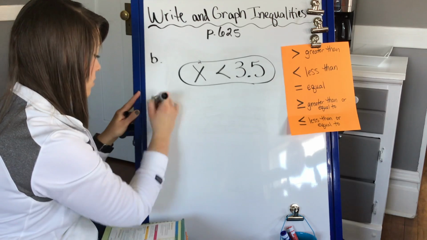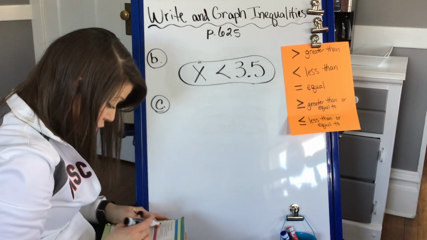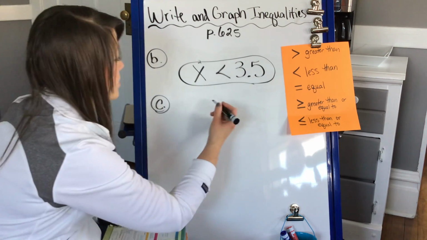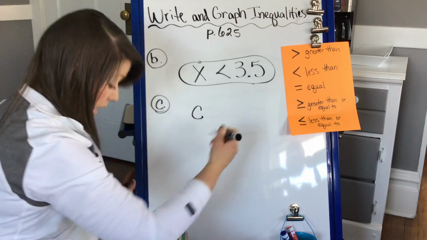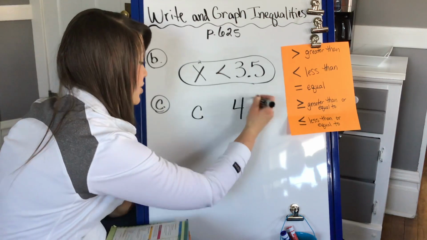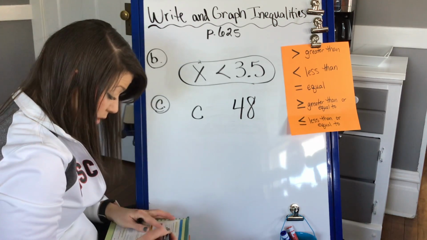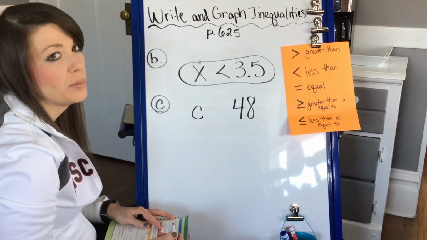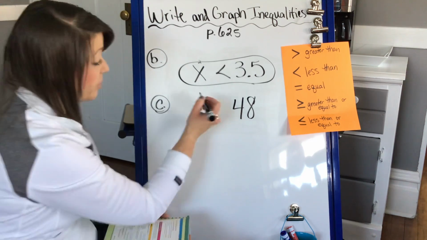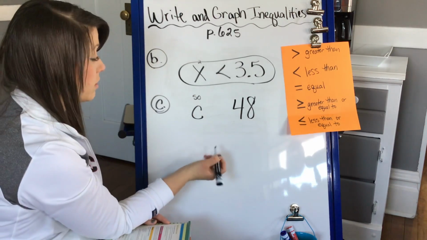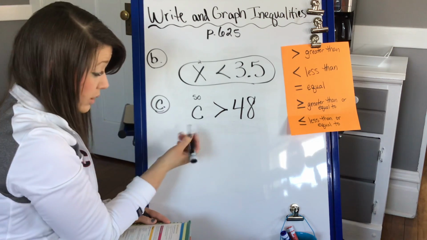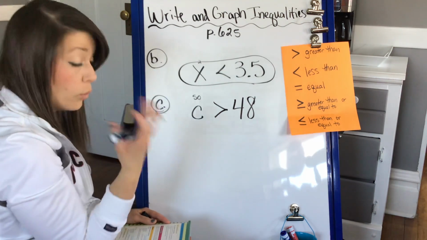Letter C. Letter C is you must be over 48 inches tall to ride the roller coaster. All right, so our coaster, and the number they give me is 48 inches. Okay, so it says you must be over 48 inches tall. So think about what would be a number that'd be over 48. Let's go with 50. 50 is greater than 48. So we know that that was true. It doesn't include 48. You have to be over 48.